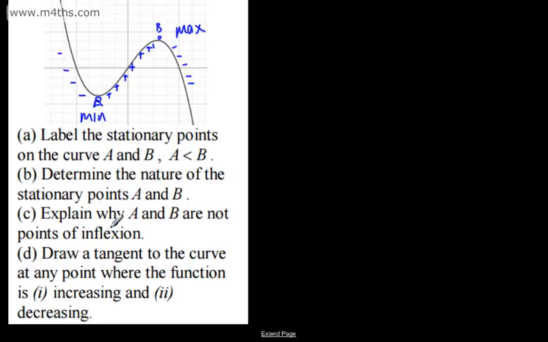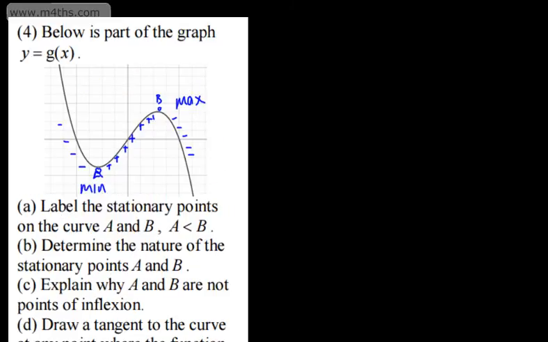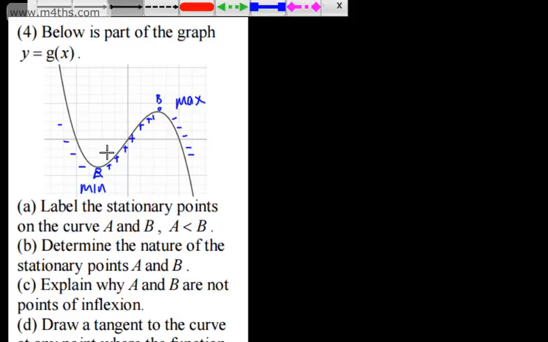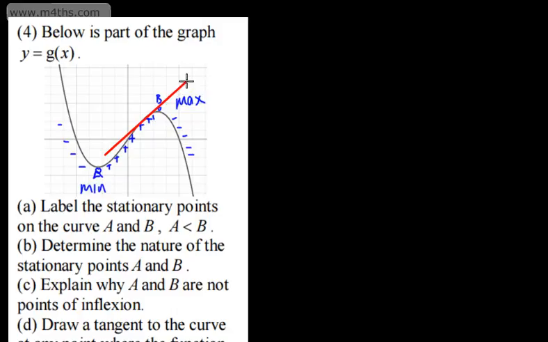In part D, we need to draw a tangent to the curve at any point where the function is 1 increasing and 2 decreasing. So let's do a point where it's increasing, nice and straightforward. That's an increasing function there. It's decreasing just there, and it's decreasing just here, and we can see it's increasing just there. So I put those up and label them.